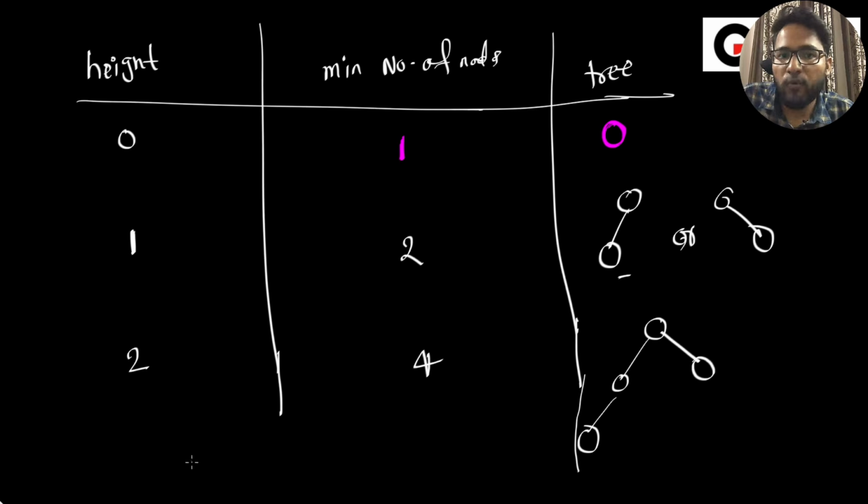If you want height 3, then how many minimum number of nodes do you need? See, if you want height 3, which means 1, 2, 3, this much height you need, right? So how many minimum number of nodes do you need? Is this enough to have the minimum number of nodes? No, because this is not balanced. So which is not balanced?